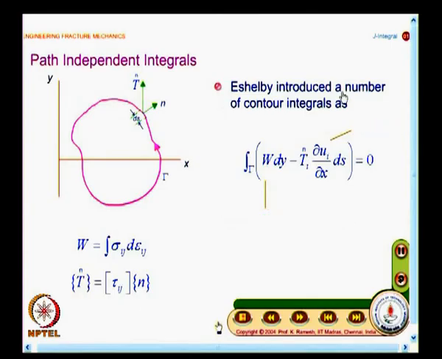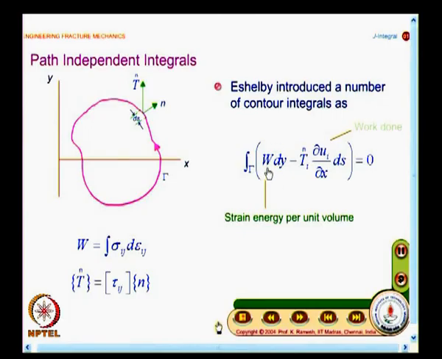And Eshelby introduced a number of contour integrals, and one of them is picked up here, and this takes the form like this. It is essentially a line integral taken over the contour as shown here, and it has two main terms. In the literature they put it as W into dy. See, normally we associate W to work done, and it is better to change this symbol.